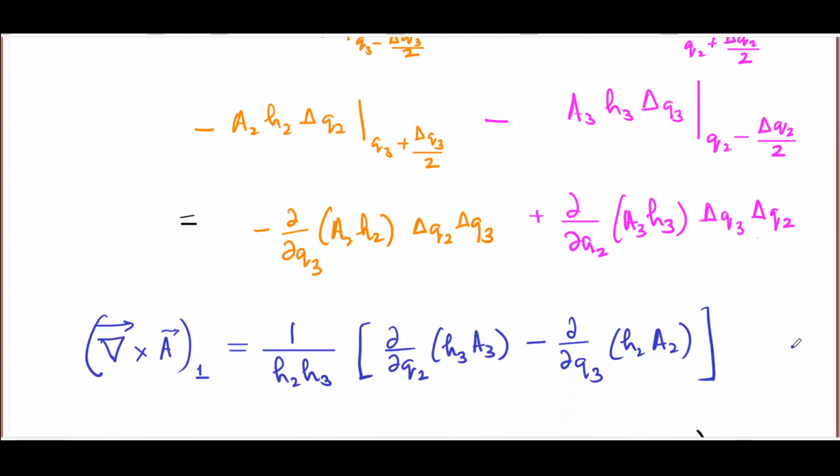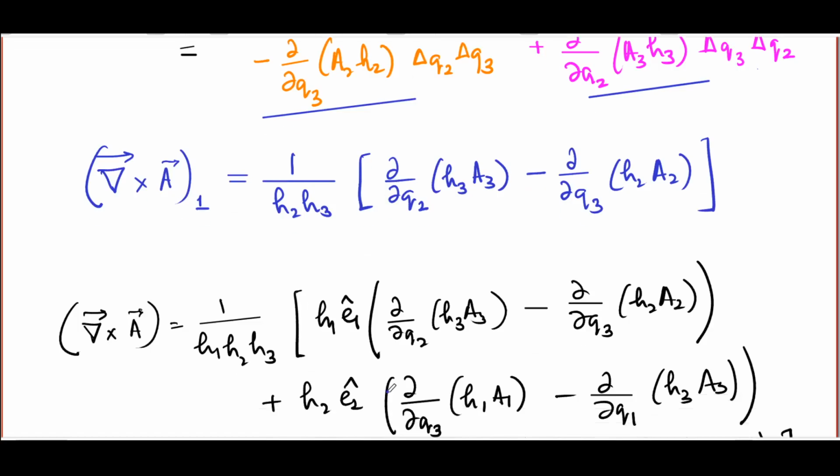So once you divide this whole thing by H2 H3, we get that the first component of curl of A will turn out to be this quantity. Del Q2 of A3 H3 from here minus del Q3 of H2 A2. You have to divide this whole thing, remember, by H2 H3 delta Q3, and cancelling out the delta Q3 gives us this final expression for curl of A.